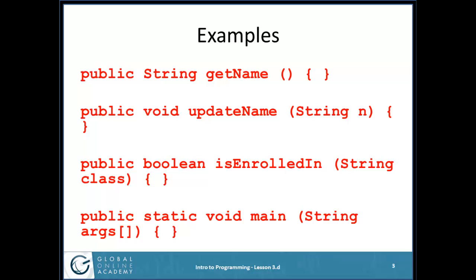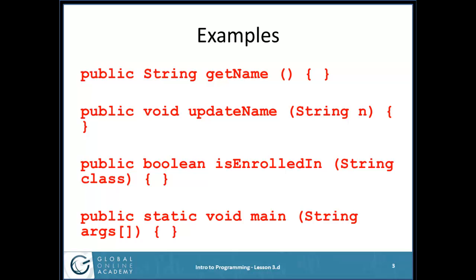The next one, public void updateName. It won't pass anything back because of the word void, but it does take one input, whatever you pass in, the variable that's a String type variable in parentheses that this method is going to call n. Public boolean isEnrolledIn(String class) both returns something. It's going to return a true or false value, a boolean, and it's going to take an input, a String, maybe the class that you're in.